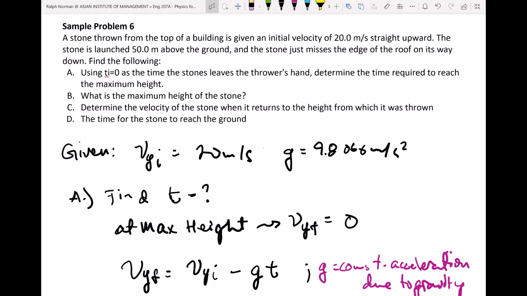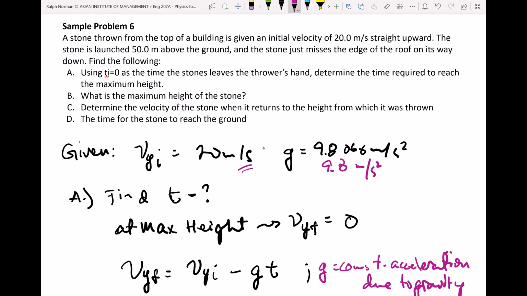Okay, focusing on the problem, we're given a stone thrown from the top of a building with an initial velocity of 20 meters per second. And we already have our g at 9.8066 meters per second squared. Just let me use the 9.8066. Your workbook would use 9.8, I think, but that's fine for me if it's close enough.